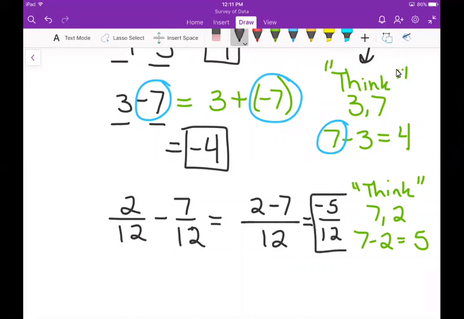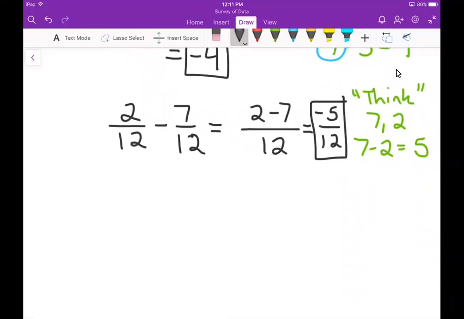And that's a simplified answer. 5 and 12 don't have any common factors. And there we go, we've got it. That's our final answer. Okay, so this works with fractions just the same. Let's try a decimal problem as well.